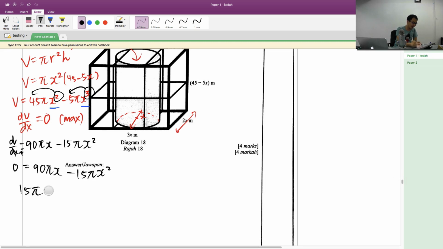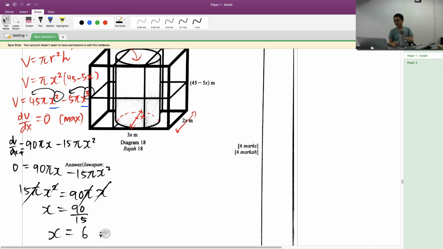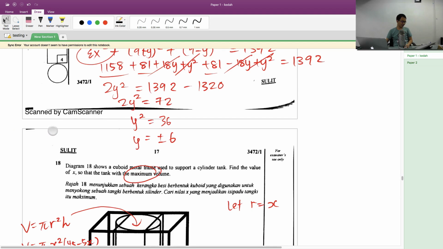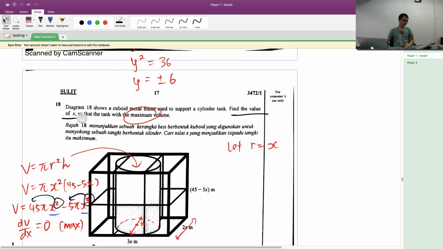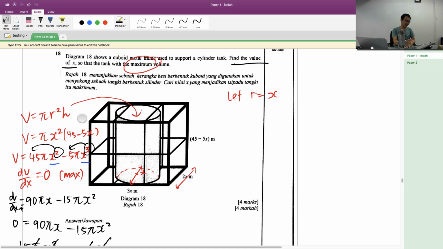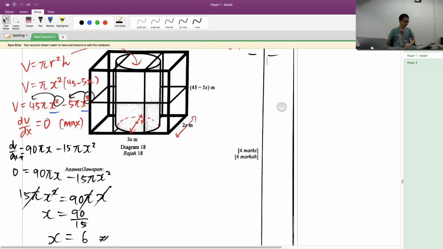Then I just solve this and find x. So I get 15 pi x squared equals 90 pi x. Pi and pi simplify, x and x simplify, so x equals 90 divided by 15. x is equal to 6. The question asks us to find the value of x when the tank has the maximum volume, so we just find our x. The only tricky part is you have to understand the radius equals x. If you understand this, this question will not be too hard.